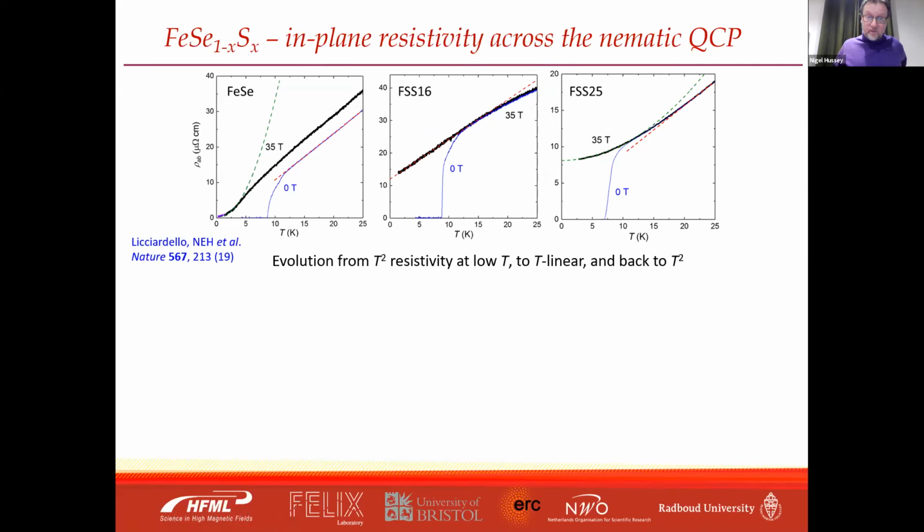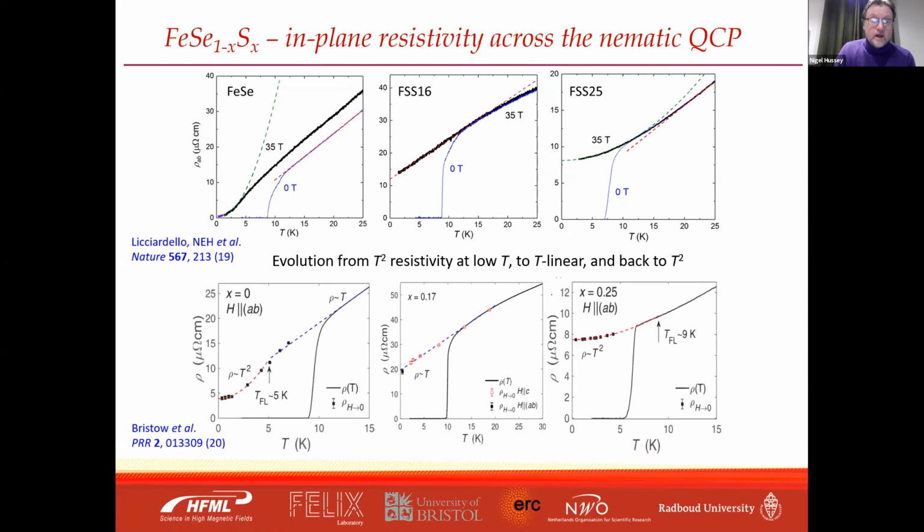However, the behavior that we observed has been essentially confirmed by Amalia's group in a recent paper, where they showed that for x equals 0 you get this low T² behavior below around 4 or 5 Kelvin. Then at around 17%, nearly where the critical point is, you have T-linear resistivity down to the lowest temperatures that were measured. And then around 25%, you see the development of a much flatter T² behavior.